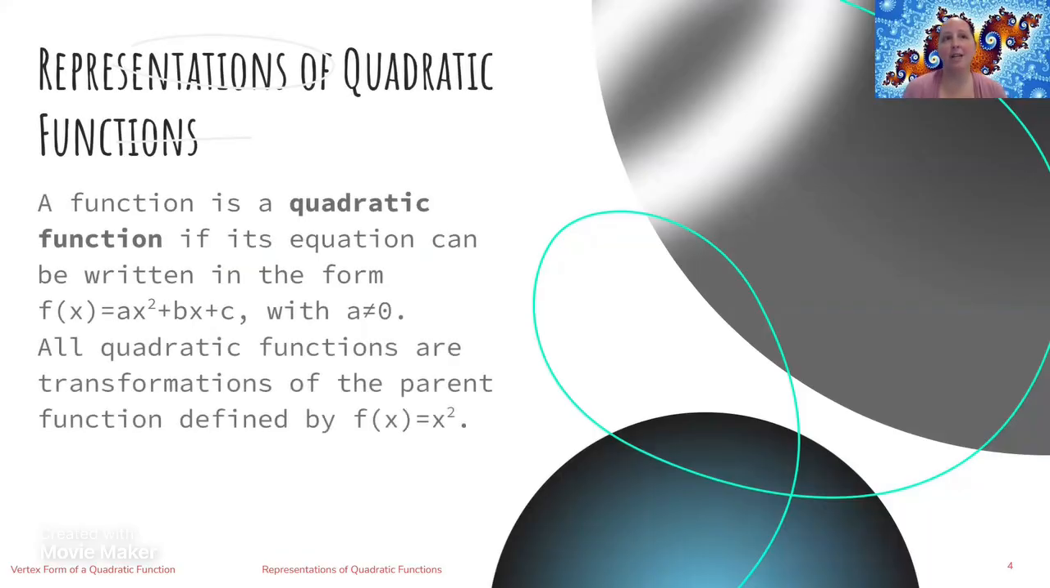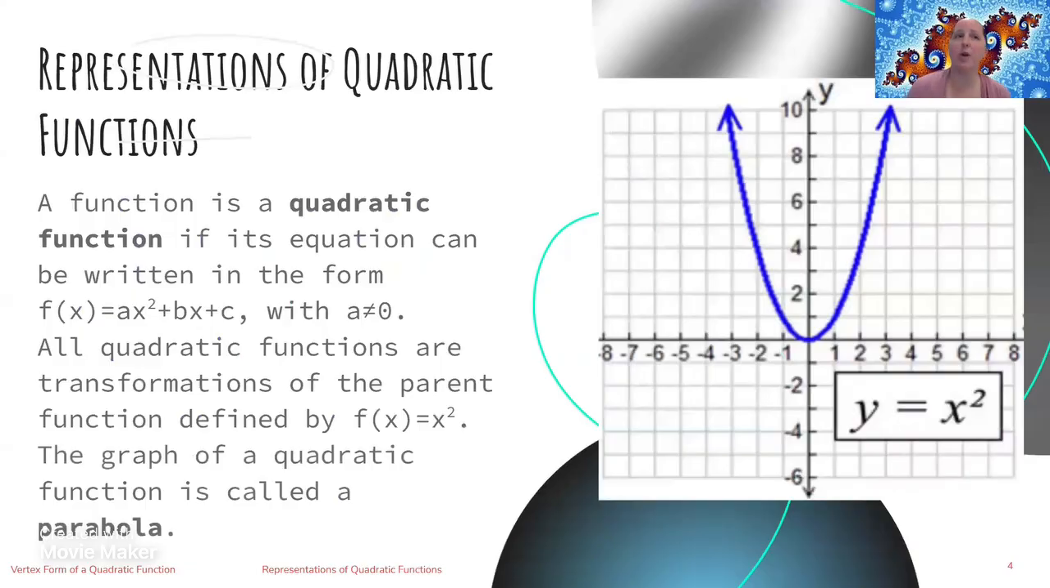A function is a quadratic function if its equation can be written in the form f of x equals ax squared plus bx plus c. So it's got that square element to it, with a where a cannot be 0. All quadratic functions are transformations of the parent function defined by f of x equals x squared. So again, it's a parabola. The graph of a quadratic function is called a parabola. So it's a U-shaped function.